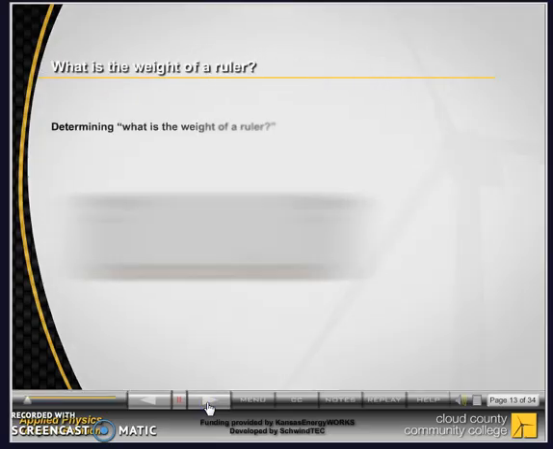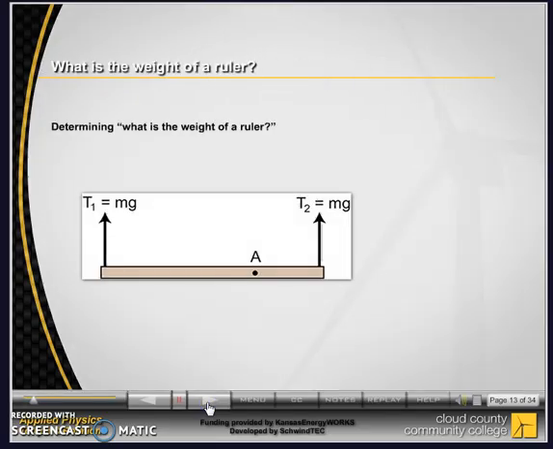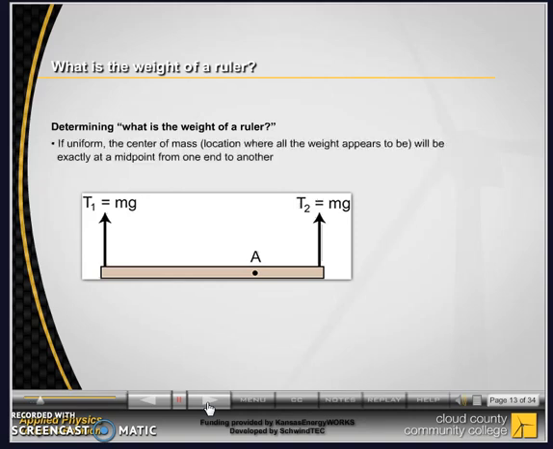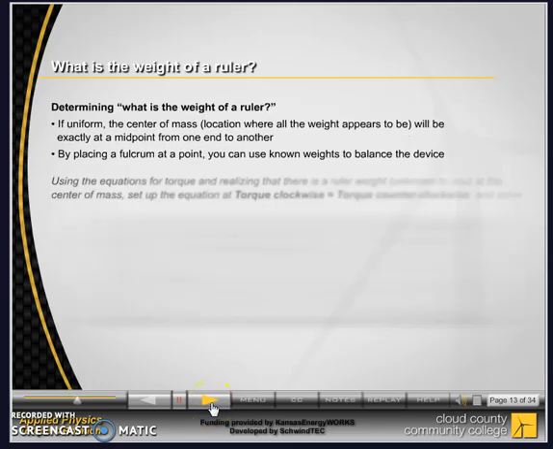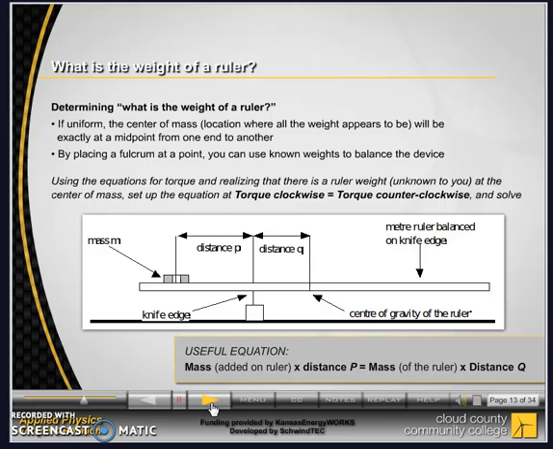Let's start by determining what is the weight of a ruler. If we assume it is a uniform ruler, we know the center of mass. The location where all the weight appears to be will be exactly at a midpoint from one end to another. By placing a fulcrum at point A, you can easily use known weights to balance the seesaw device. Using the equations for torque and realizing that there is a ruler weight, which is unknown to you, at the center of mass, you can set up the equation at torque clockwise equals torque counterclockwise and solve. Try it at home on your own.